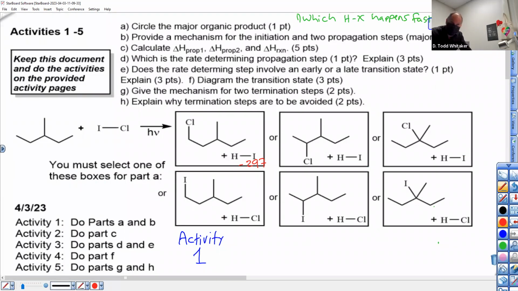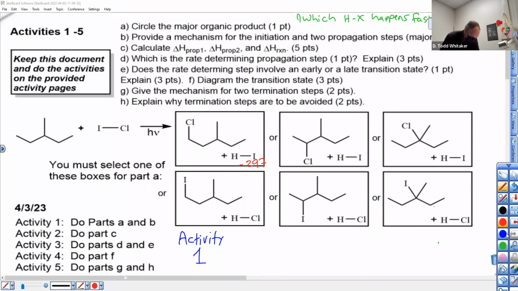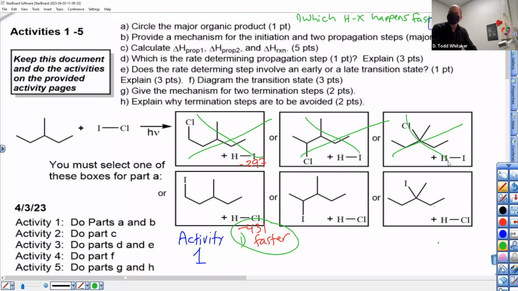HCl is a bigger negative, isn't it? Negative 431. Which one happens a lot faster? I should put a green circle on it because that's 1. Hey, cross off these products, just based on question 1. HI doesn't form as fast. Given a choice of making HI or HCl, you're going to make HCl because it's happening faster. Okay? Question 2 in blue.